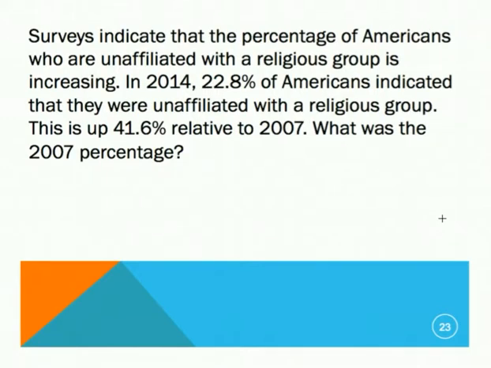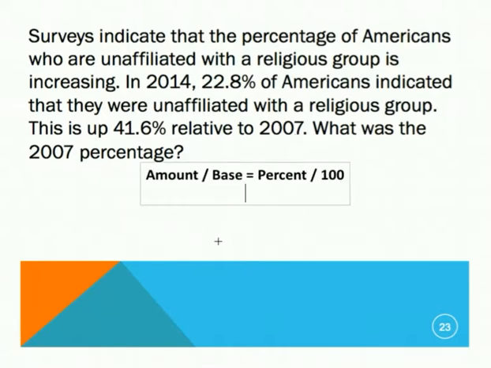Okay, this one says surveys indicate that the percentage of Americans who are unaffiliated with a religious group is increasing. And in 2014, 22.8% of Americans indicated that they were unaffiliated with a religious group. This is up 41.6% relative to 2007. What was the 2007 percentage? So I'm going to go ahead and put our blank proportion. We have amount over base equals percent over 100. That's sort of our general setup that we have.